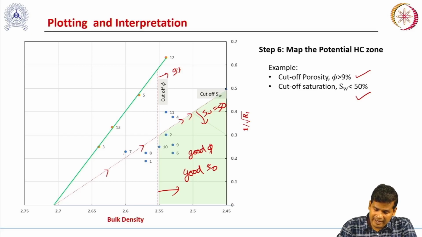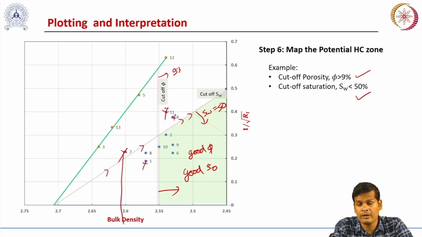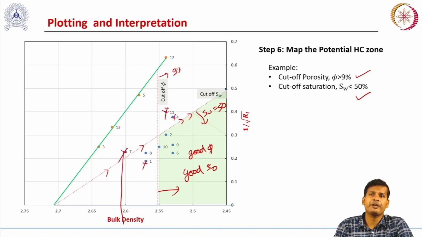For example, if I take this point, it has low oil saturation. This point 11, it has low oil saturation. This point 4 also has low oil saturation. Point 1 probably has very good oil saturation, but it has low porosity. So overall reserve could be less. Also, it would have less permeability also. That's why this is not in our potential hydrocarbon zone, which should be perforated to produce the reservoir.